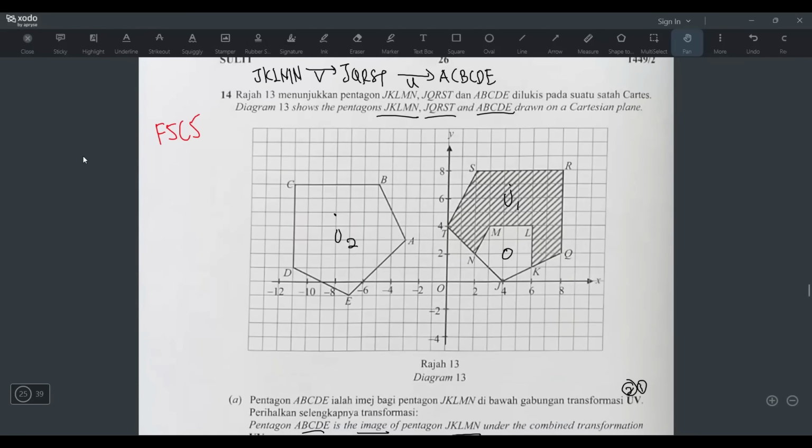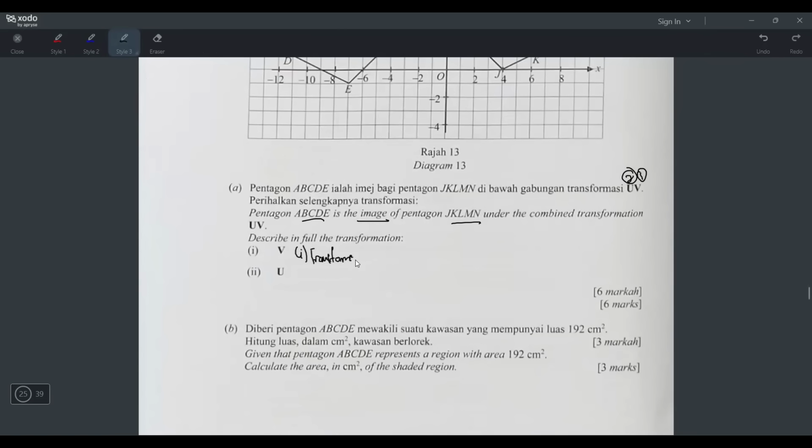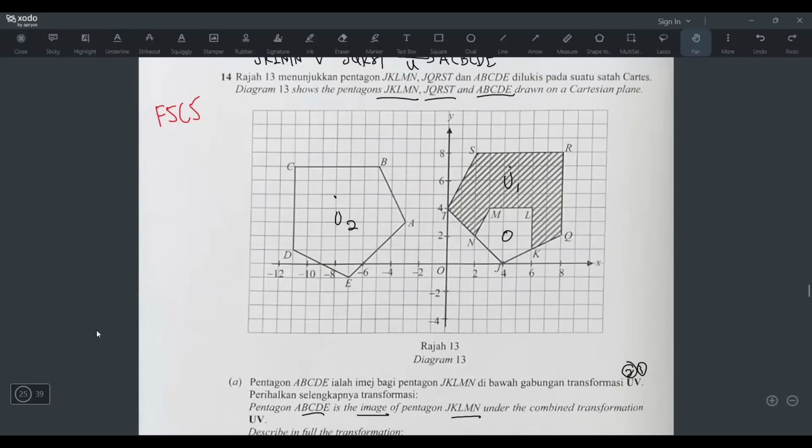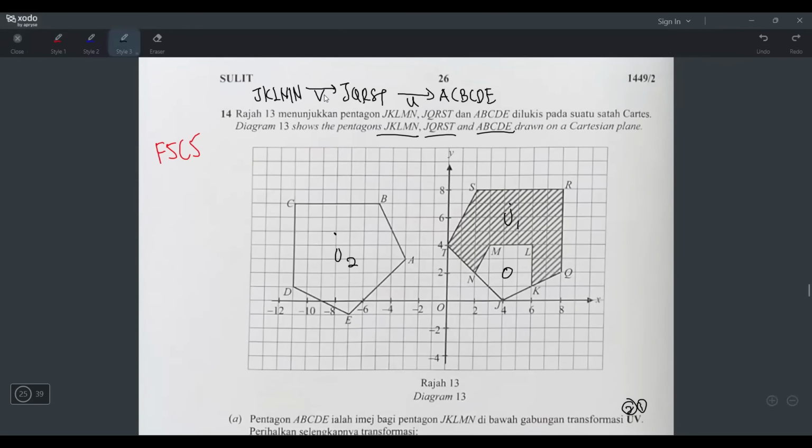So let's write down transformation. V is, and then nanti kita tengok lah, transformation V is blah blah blah. And then number 2, transformation U is blah blah blah. Okay, so now let's check what is transformation V. Okay, V is the first transformation.